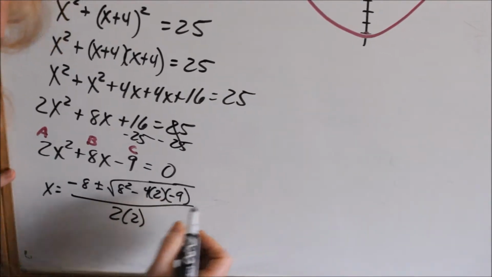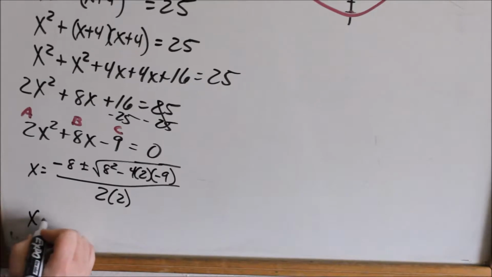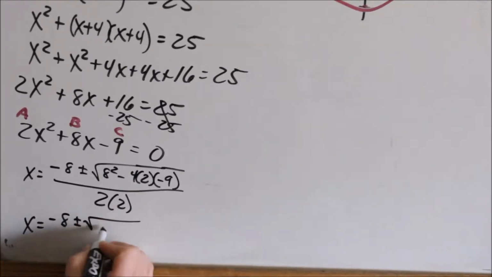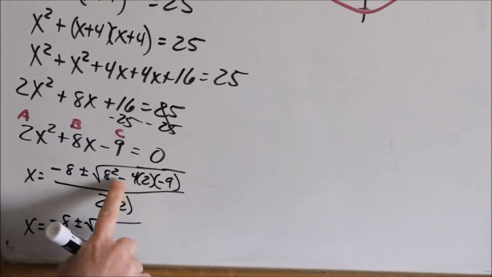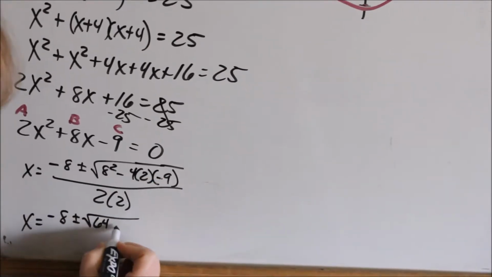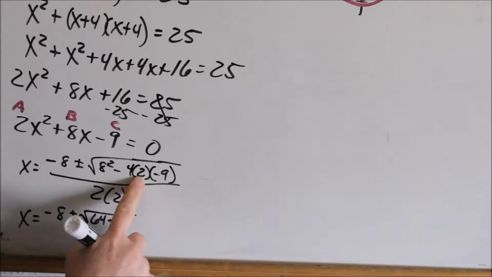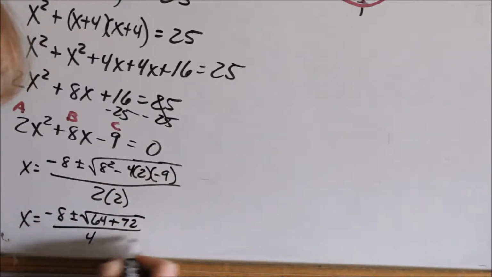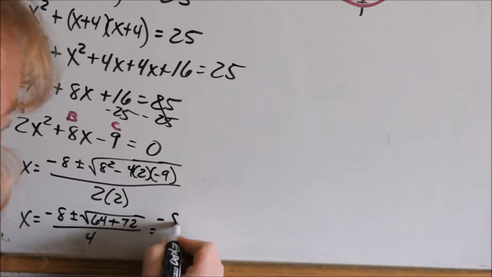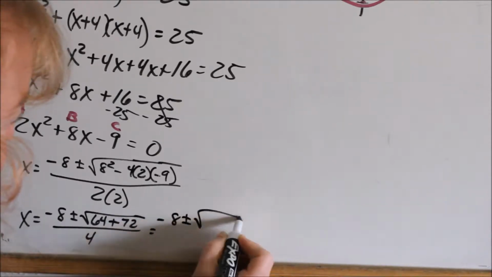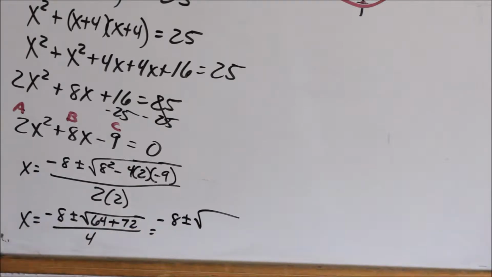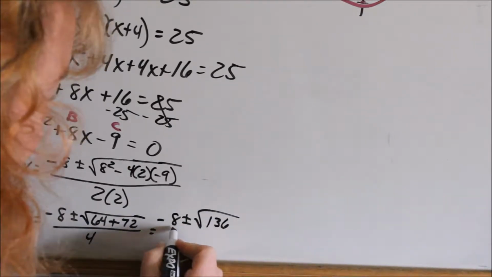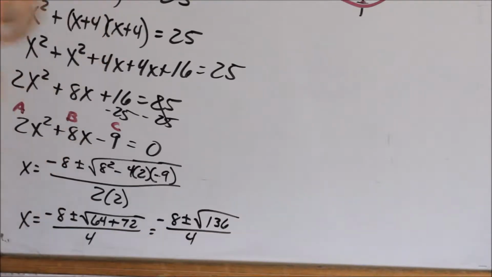Alright, now let's simplify this. So x equals negative 8 plus or minus the square root of 64 minus a negative, so I'm going to have a positive. 4 times 2 is 8, times 9 is 72, all over 4. So it's negative 8 plus or minus the square root of 64 plus 72. That would be 136, all over 4.